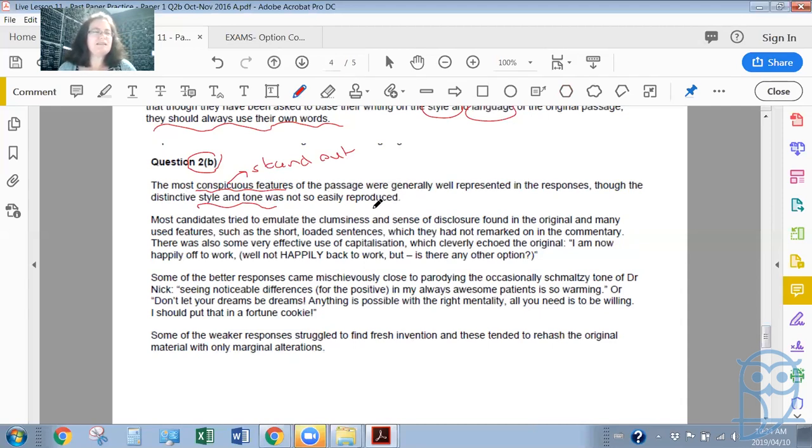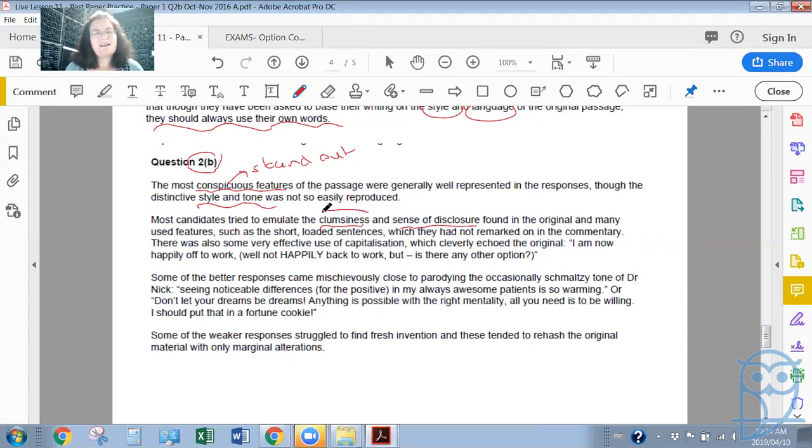They were generally well represented in the responses, though the distinctive style and tone was not so easily reproduced. So maybe they didn't capture the humor as well. Maybe the casual, conversational, or revelatory style was not captured as well. Most candidates tried to emulate, to mimic, the clumsiness and sense of disclosure.